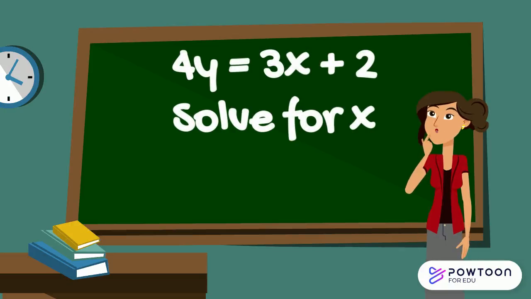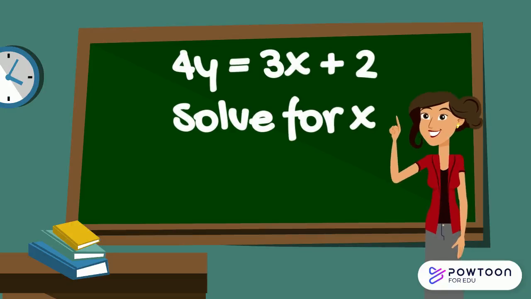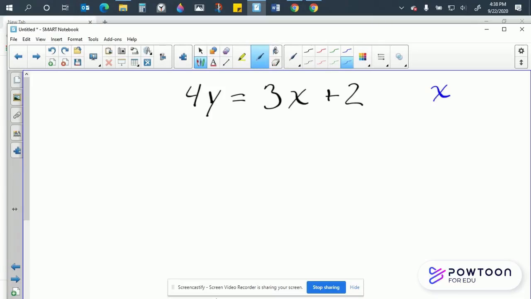Solve 4y equals 3x plus 2 for x. So I need to move the 2 to the other side and then the times 3 to the other side. So first we move the 2. Now since 4y and 2 are not like terms, we leave them separate.